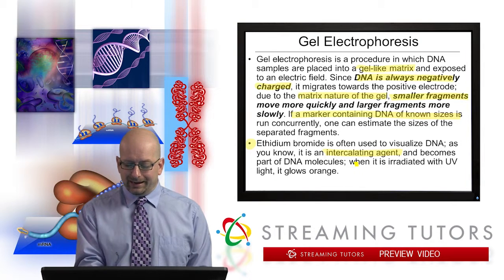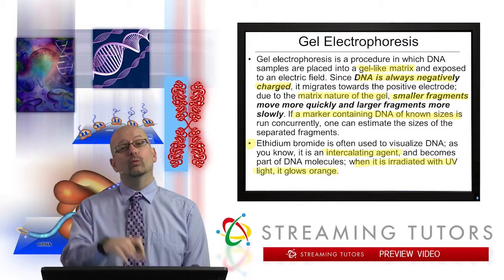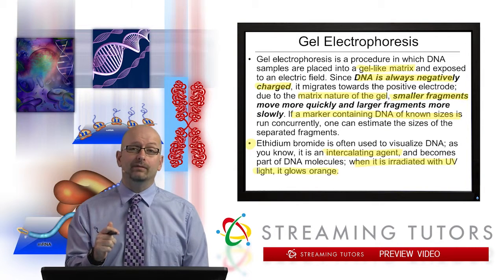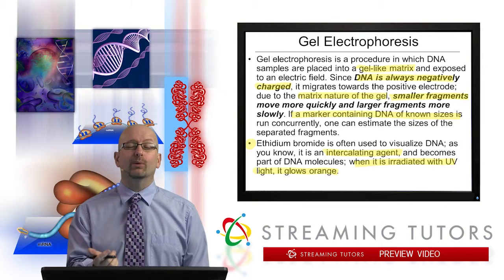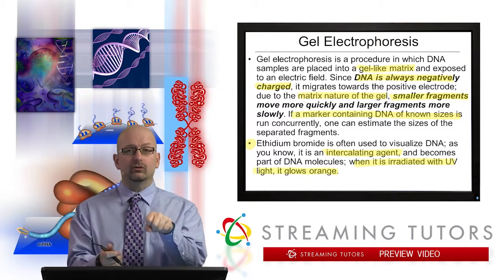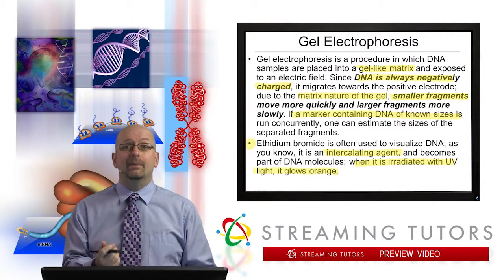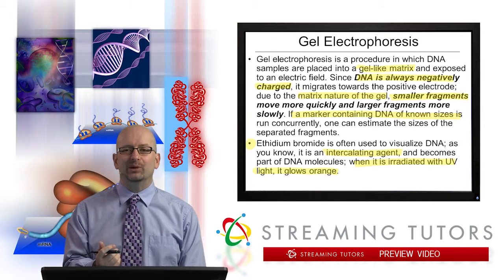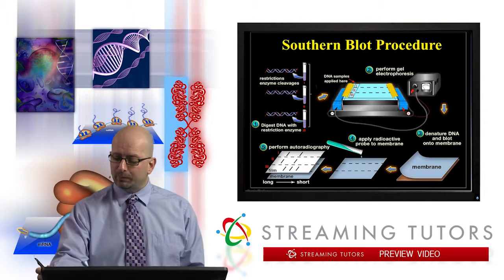And then it has this other property, that when you shine ultraviolet light on it, it re-radiates the light back in the visible spectrum, and it looks like it's glowing bright orange. So you can literally just hold a UV light over the gel, and you'll see the DNA bands shining. It's pretty cool. All right, but back to the Southern Blot.